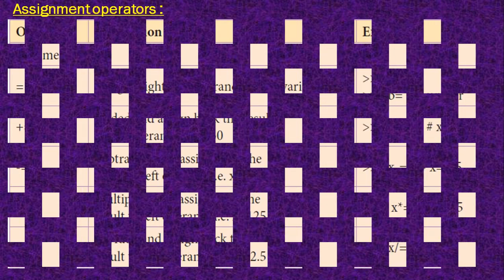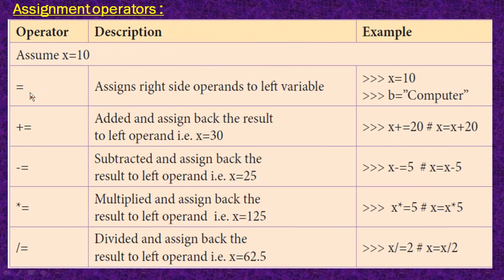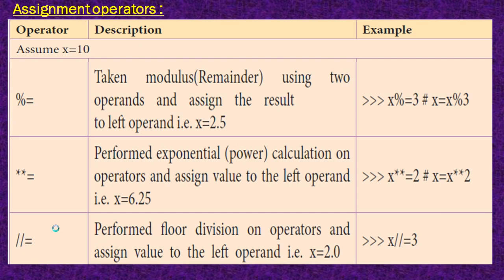Next one, assignment operator. What are the assignment operators? Equal to, plus equal to, minus equal to, asterisk equal to, slash equal to, modulo equal to, double asterisk equal to, double slash equal to.